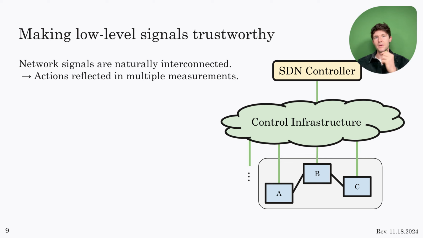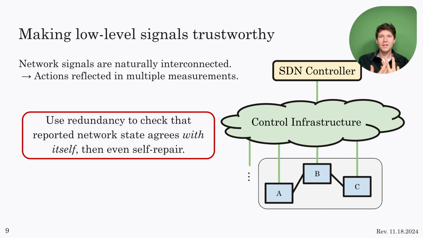Well, what we have going for us is that because of the way a network is interconnected, network actions affect or are reflected in multiple measurements. So for example, a packet being sent through the network is reflected in incremented interface counters at each router and on each side of each link, which kind of introduces some amount of overlap or redundancy into our set of measurements. So if we look at all of our measurements together, they ought to make sense or be congruent in some way. Thus, the intuition behind our approach will be to use this redundancy inherent to network data to check that the reported network state agrees with itself, and maybe even self-repair offending measurements.